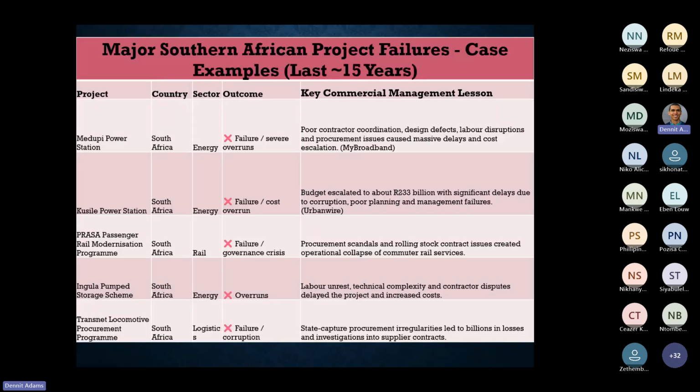Ingula Pump Storage, that's also in the energy sector. Overruns are the reason why it's a failure. Labor unrest, technical complexity, and contract disputes delayed the project and increased costs. The last one is also in logistics, the Transnet Locomotive Procurement Program. A failure of corruption. If you think about state capture, procurement irregularities led to billions in losses and investigations into supplier contracts. So with every bad or failed thing, there is a positive.